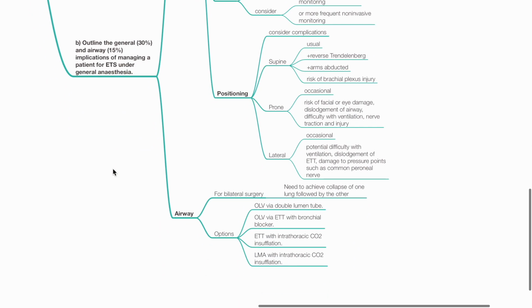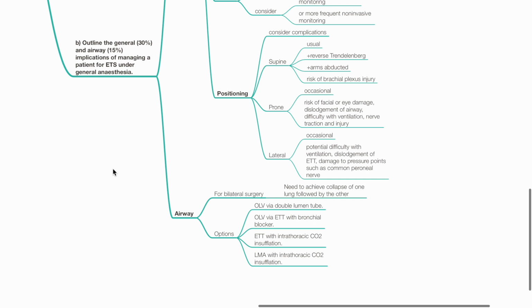Positioning. Consider complications of positioning. Supine position is usual with reverse Trendelenburg and arms abducted. There is risk of brachial plexus injury. The patient may occasionally be positioned prone, which has risks such as facial or eye damage, dislodgement of airway, difficulty with ventilation, nerve traction and injury.